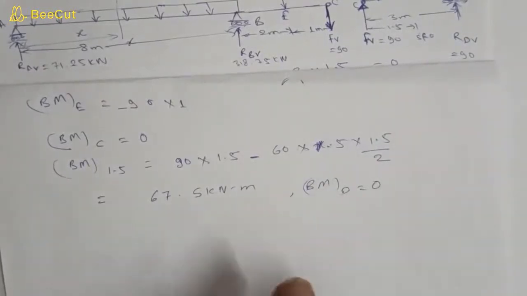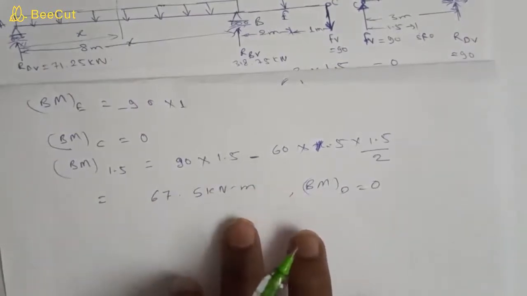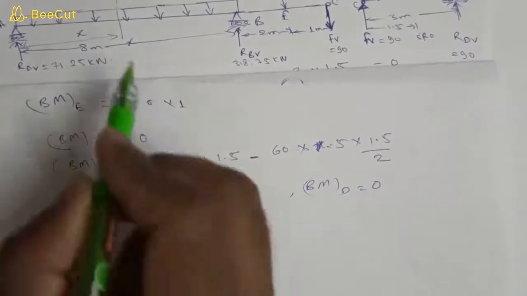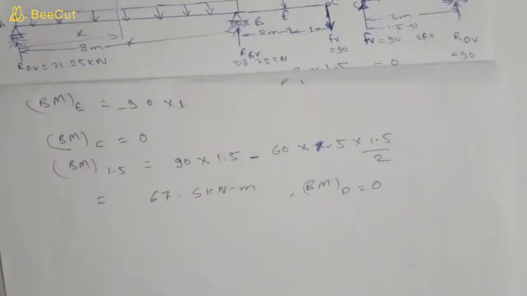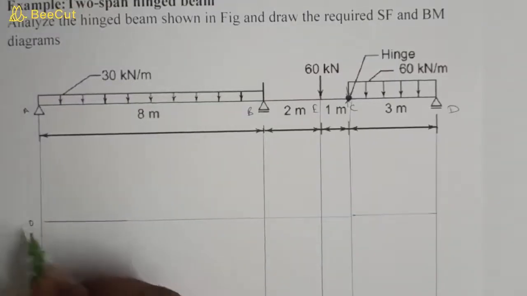So now we have found all the values of bending moment and shear forces. Now we can draw the shear force diagram and bending moment diagram for this beam. Now we can combine these two beams to draw the same bending moment and shear force diagrams. Now if we draw the shear force diagram, here it is 0 and 0.